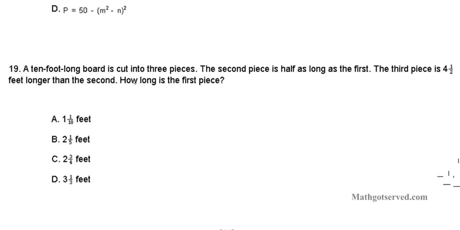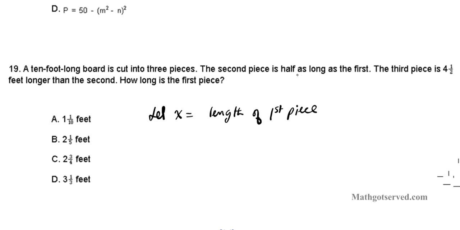So if you notice here, the second is described in terms of the first, and the third is described in terms of the second. All right, so since everything is directly or indirectly dependent on the first, let's use a variable to be assigned to our first piece. Okay, so I'm going to declare my first variable using x. So let x be the length of the first piece. Okay. All right, so x is the length of the first piece.